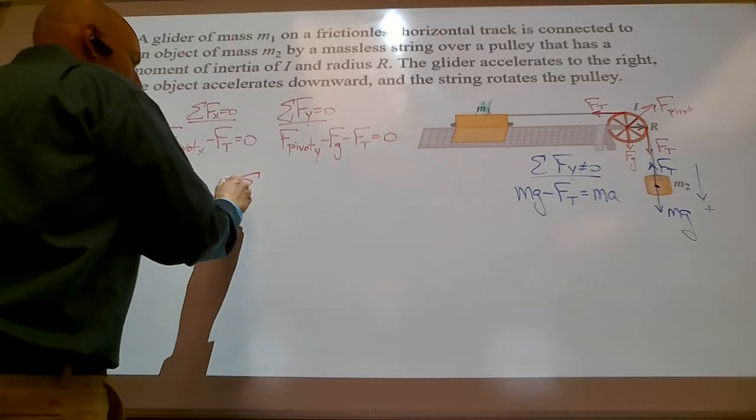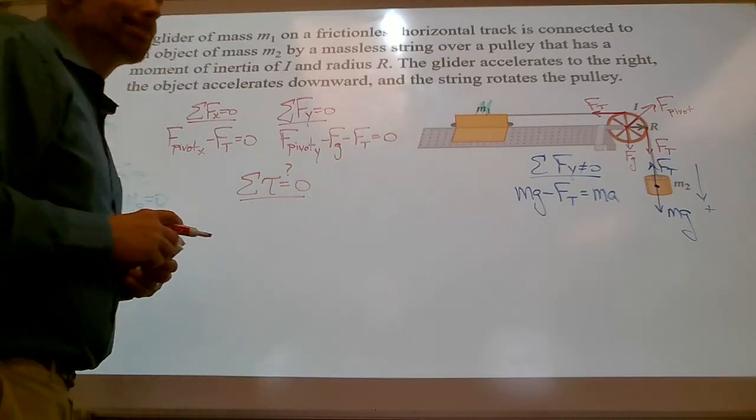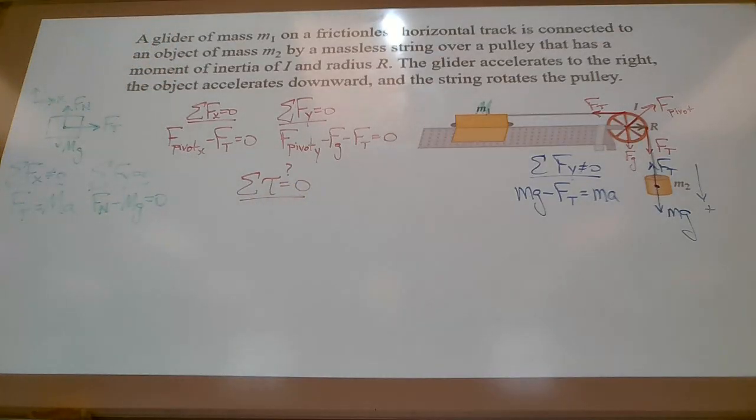I'm just going to leave that there and ask about the torques. Is the sum of the torques equal to 0? This one's spinning. Tell your neighbor and tell them why you think so. The force is parallel to the radius. It has to have some perpendicular component, some torque, because it's spinning.